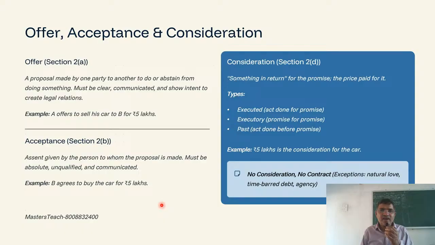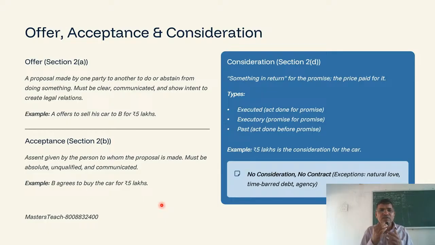Then offer and acceptance and consideration. Offer means a proposal made by one party to another party to do, or abstain from doing, something. It must be clear, communicated, and show the intent to create legal relations. Example: A offers to sell his car to B for 5 lakhs. It may be an offer to do or to abstain from doing. That we call an offer.